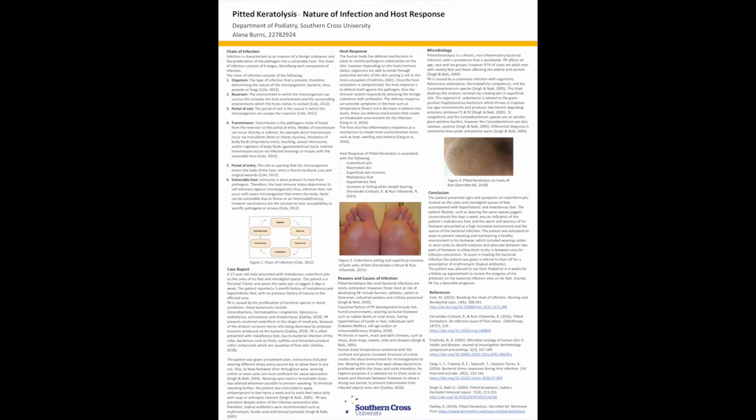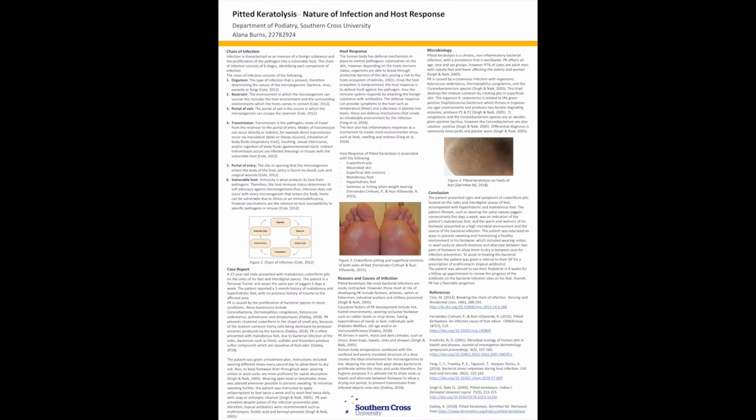A 27-year-old male presented with malodorous craterform pits on the soles of his feet and interdigital spaces. The patient is a personal trainer and wears the same pair of joggers 5 days a week. The patient reported a 5-month history of malodorous and hyperhidrotic feet with no previous history of trauma to the affected area. Pitted keratolysis is caused by the proliferation of bacterial species in moist conditions.